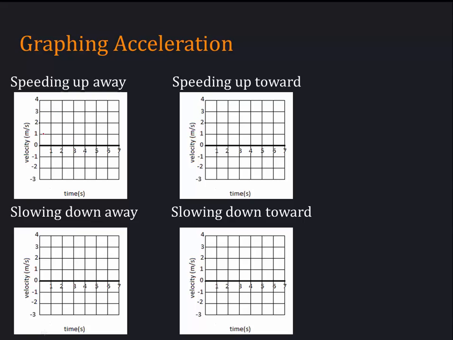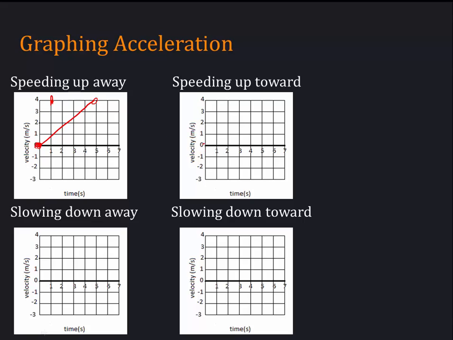So speeding up, moving away. If I'm going to say speeding up, I'm going to start slow. And the slowest I can go is stop. So I'm going to start at 0. Away means above. So speed up, move away. It just has to be a line that slopes up over here. This one's sped up from 0 meters per second to 4 meters per second.